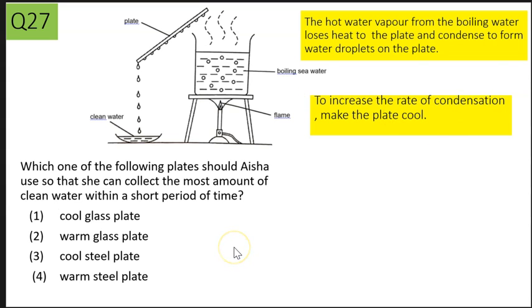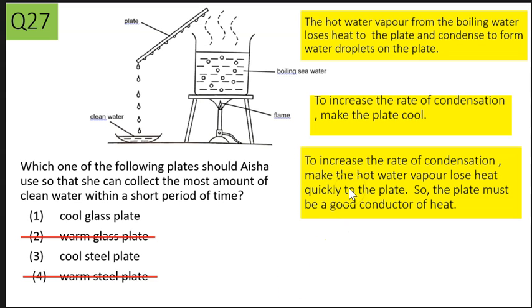With that, we can eliminate option 2 and option 4. Another way to increase the rate of condensation is to make the hot water vapor lose heat quickly to the plate. This means that the plate must be a good conductor of heat. Looking at the remaining option 1 and 3, we have to choose option 3 because the steel is a better conductor of heat than glass.